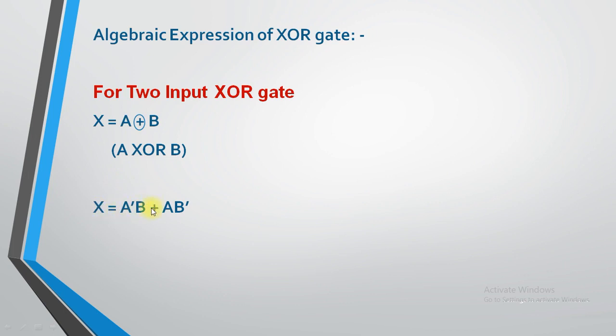This formula you need to memorize. XOR gate can be represented by X equals A dash B plus AB dash. So these both are equivalent expressions for the XOR gate. The first expression is X equals A XOR B, or you can also write it as X equals A dash B plus AB dash.